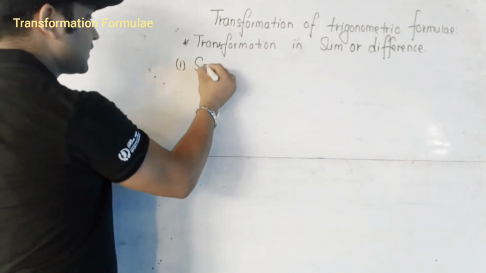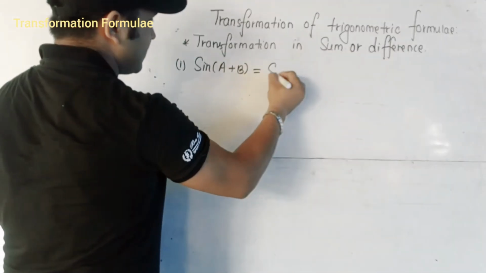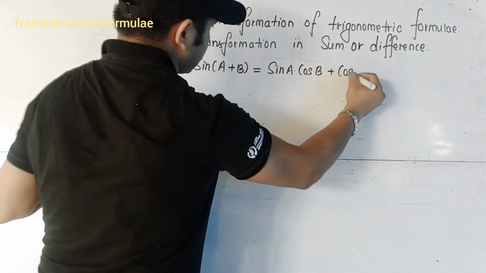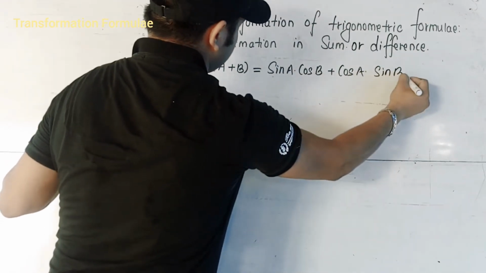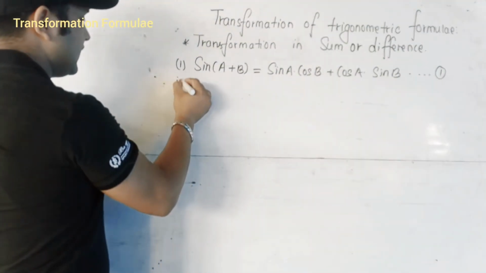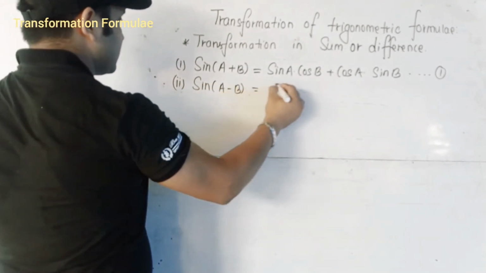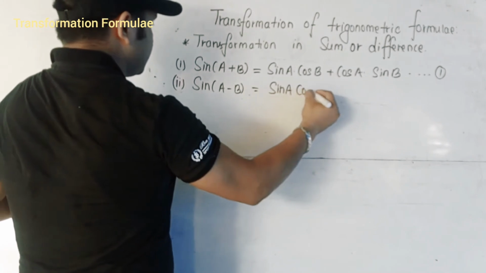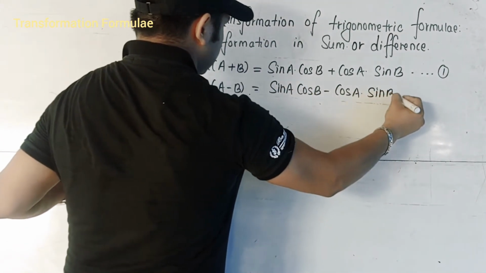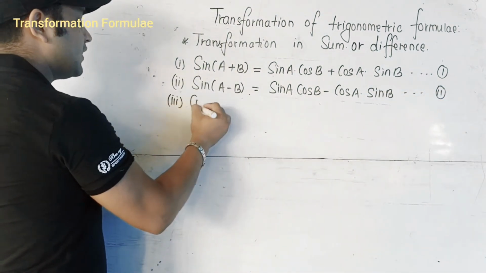Let's say sine a plus b equals to, we know the formula, sine a into cos b plus cos a into sine b. This is the formula of sine a plus b. Let us suppose this to be equation 1. And in number 2, let us say sine a minus b. The formula is sine a into cos b minus cos a into sine b. This is equation 2.